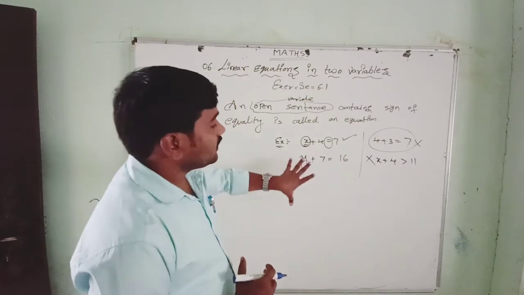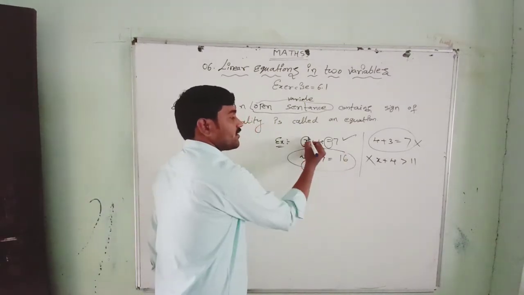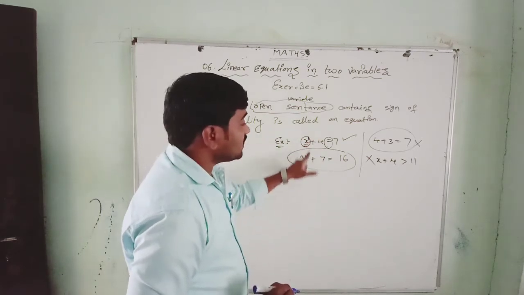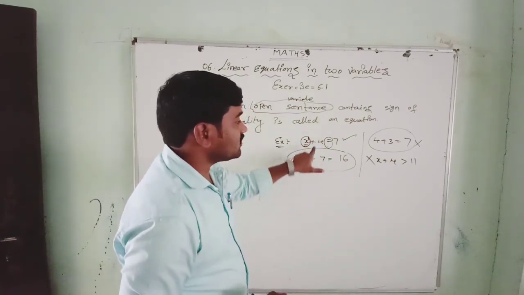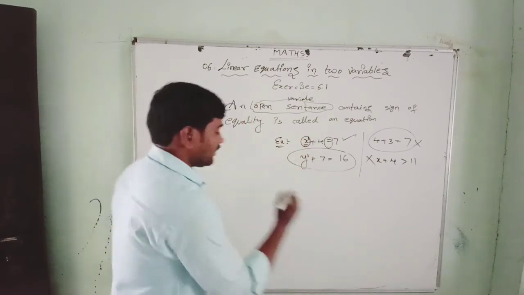Now we go for linear equation. It is a linear equation because here the power of the variable is 1. Here also the power of the variable is 1. This is a linear equation. But how many variables are here? In example number 1, only one variable. Here also only one variable.